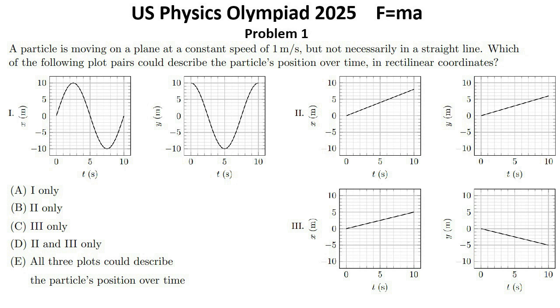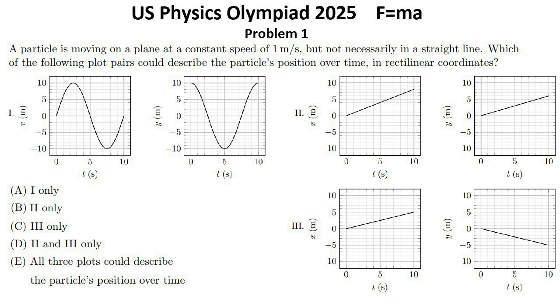Problem number 1. A particle is moving on a plane at a constant speed of 1 meter per second, but not necessarily in a straight line. Which of the following plot pairs could describe the particle's position over time, in rectilinear coordinates?